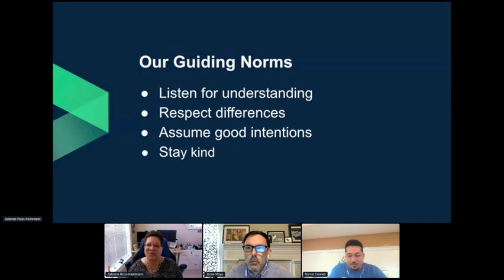So just our guiding norms, and interesting because that kind of goes along with if you were at the keynote, the guiding norms. We're hoping that you just listen for understanding, respect the differences that are brought together into this room. We're all looking at things with different eyes and different experiences. We're hoping that you assume good intentions by things that are said or things that are challenged or shared, whether in the chat or if you come onto the stage with us. And we ask that you continue to stay kind because we know that you are, and that you continue to bring that out into the world with you.